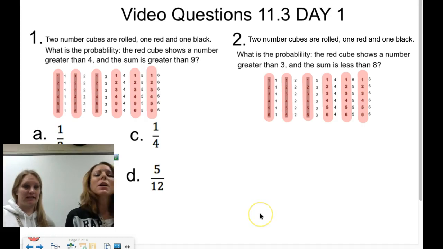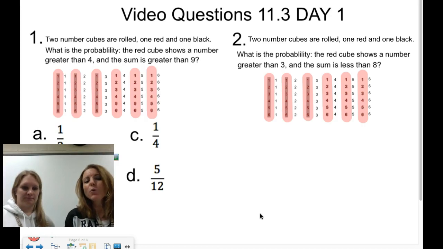And it is. Great. So I'm going to float down so they can see those answers. So, 2 number cubes are rolled. This is just like the one we did. 1 red and 1 black. What is the probability that the red cube shows a number greater than 4 and the sum is greater than 9?